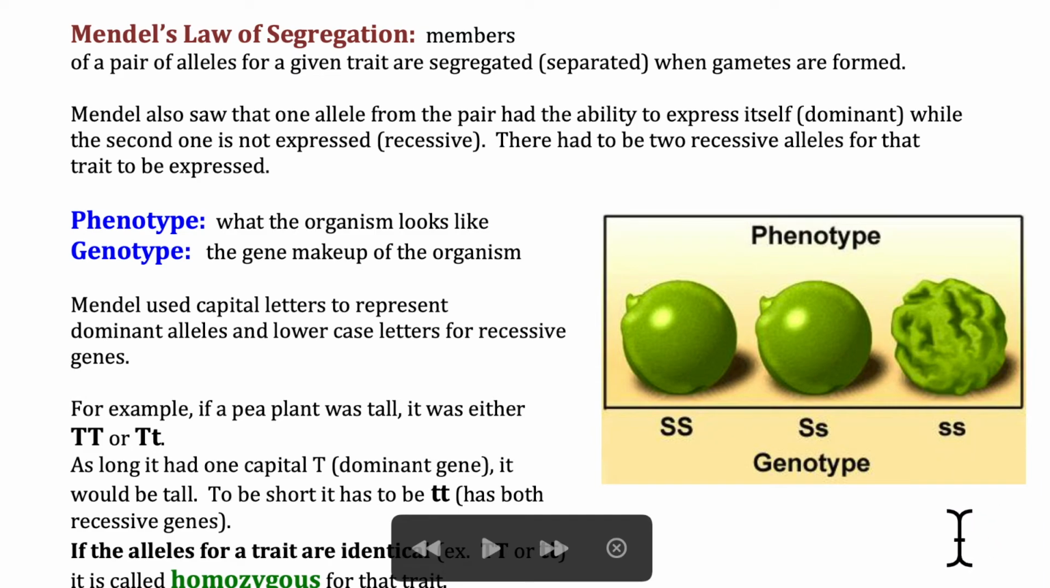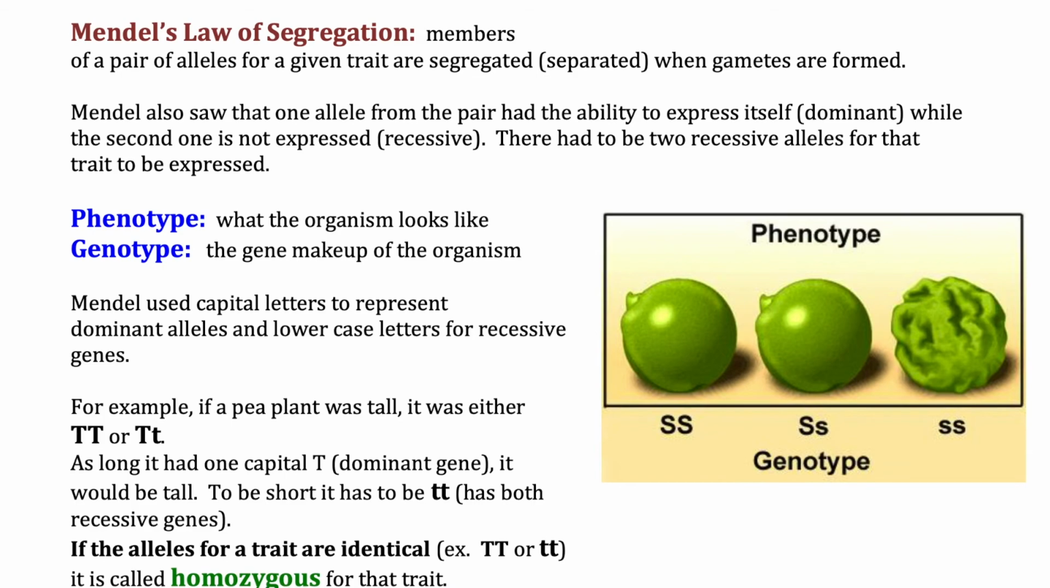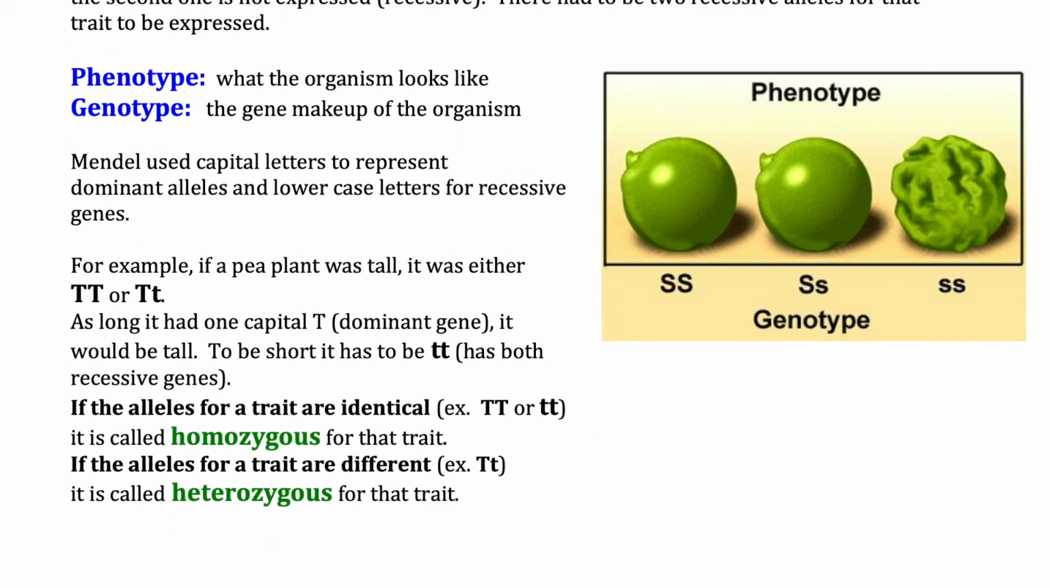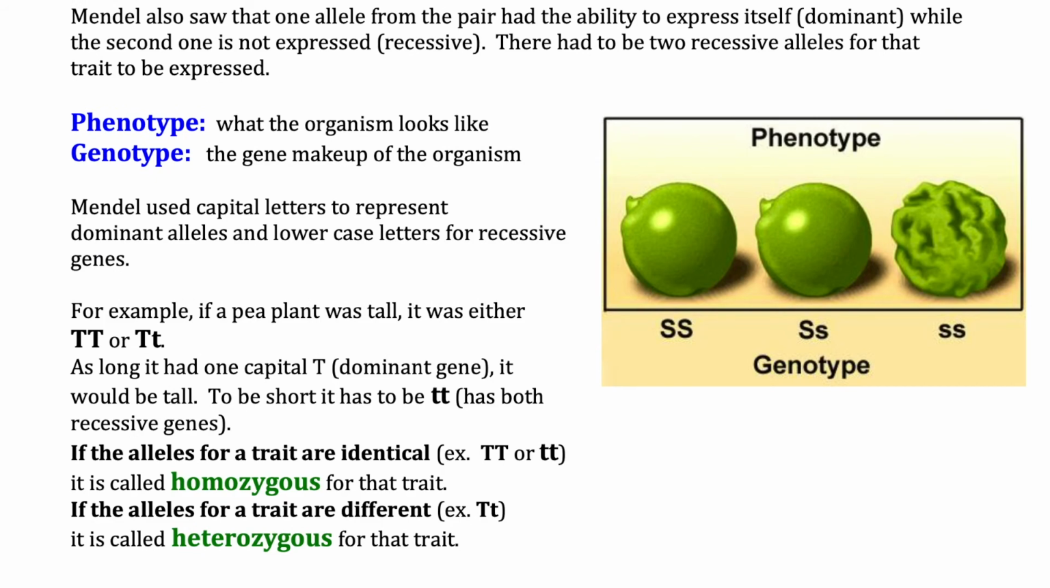There had to be two recessive alleles for that trait to be expressed. Phenotype is what the organism looks like. Genotype is the actual gene makeup of the organism. For example, using the letters TT, Ss, Ss, ss, like in the picture. But the phenotype is just what it looks like. It's green and smooth, green and smooth, green and wrinkled.